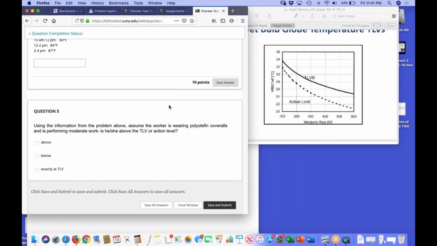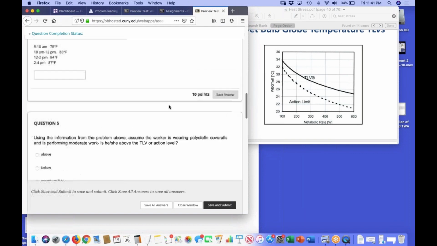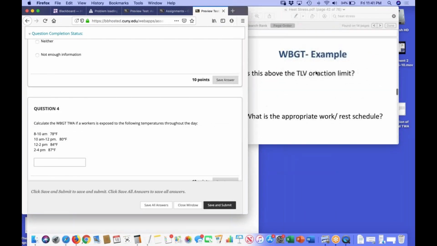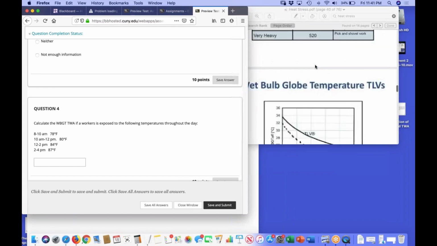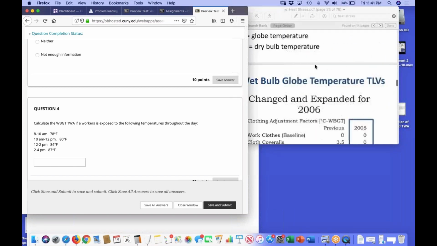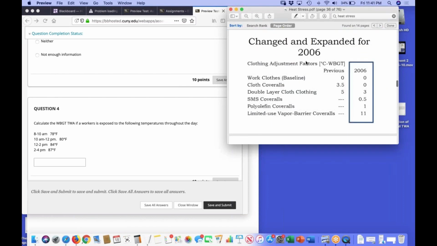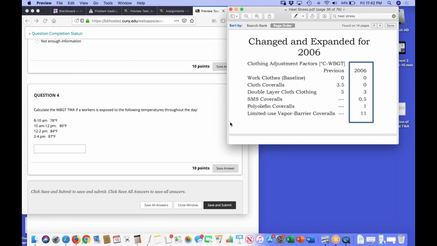Okay, so 27.9 is what we wound up with. And I think there's an addition for the coveralls. So if we can find that quickly. Here we go. Clothing adjustment factors, polyolefin coveralls. We're going to add 1 degree C for the coveralls that he's wearing, because they're non-breathable. Okay, and so we're at 27.9 plus 1, 28.9.